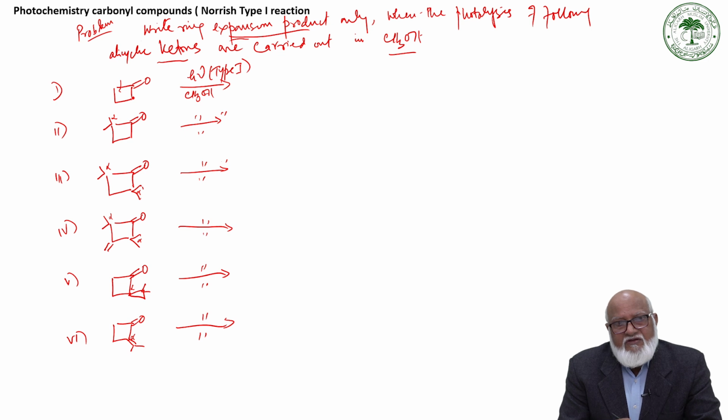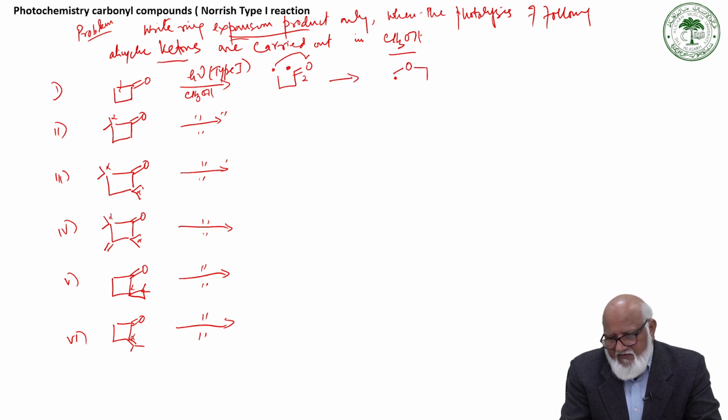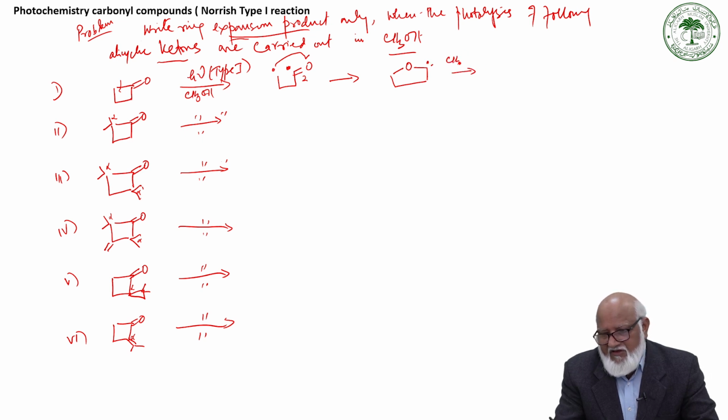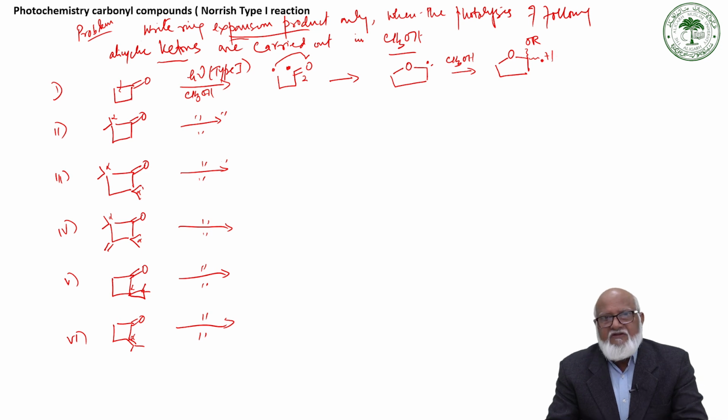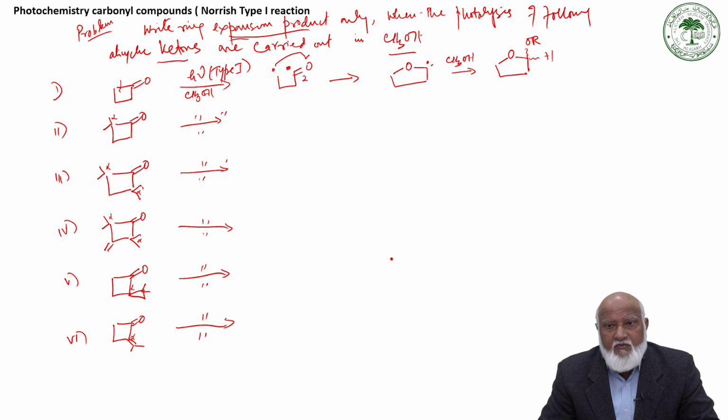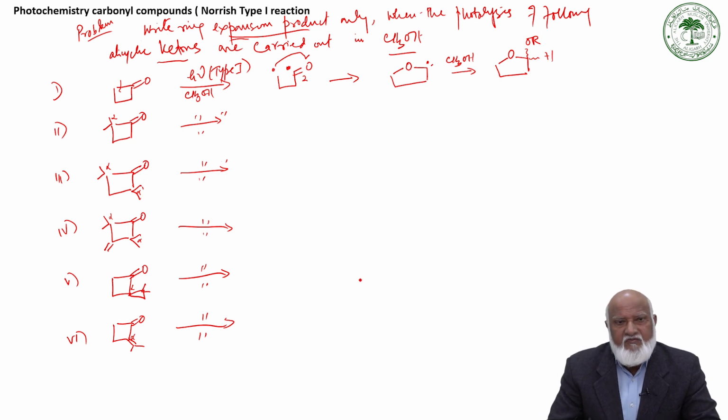So here the alpha carbon is not substituted. We can cleave any of these, so we can just cleave this to give a diradical. This will attack here, and then it is going to give a 5-member ring with a carbene intermediate, and then methanol as a solvent is going to give a product like this, OR and H. So this is a reasonable and possible ring expansion product in the first one.